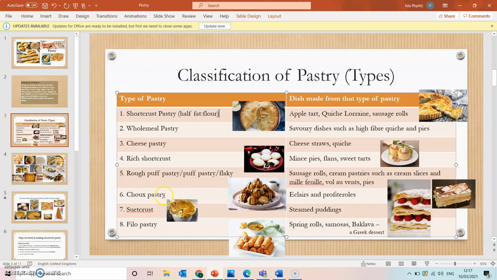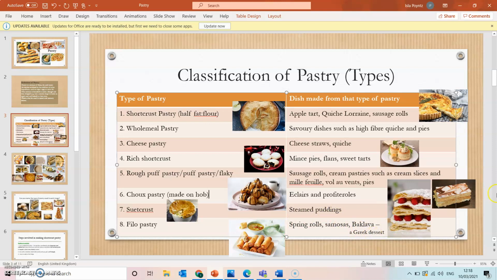Choux pastry then, this is made on the hob, so it's a hot pastry. Okay, so I'll just write it in there, made on the hob. And it's used to make eclairs or profiteroles. So there's your profiteroles there. Suet crust pastry is used to make steamed puddings. There we have it there. And phyllo pastry is used to make your spring rolls, your samosas, or your baklava, which is a Greek dessert.